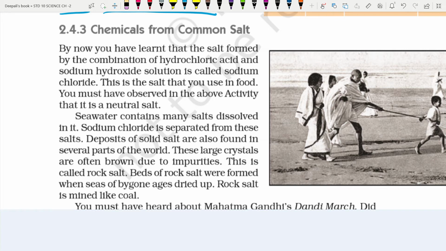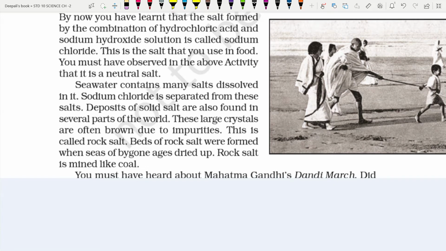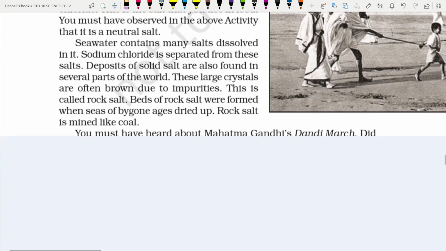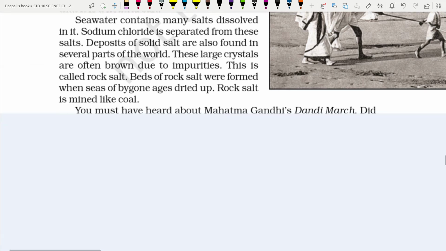Deposits of solid salts are also found in several parts of the world. These large crystals are often brown due to impurities. This is called rock salt. Beds of rock salt are formed when seas of bygone ages dried up. Rock salt is mined like coal. You must have heard about Mahatma Gandhi's Dandi March. Did you?